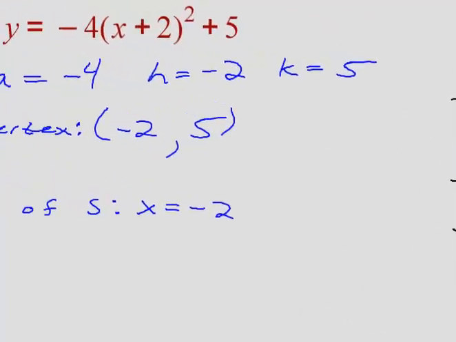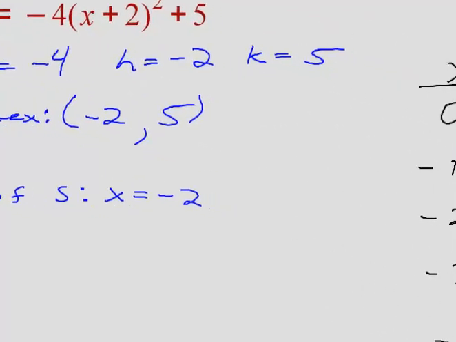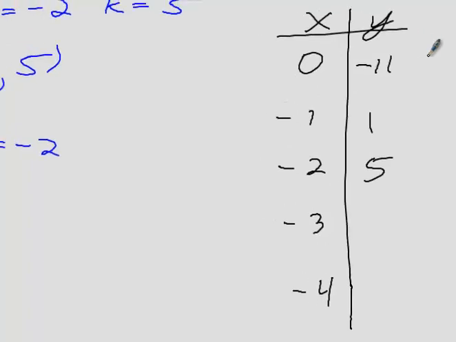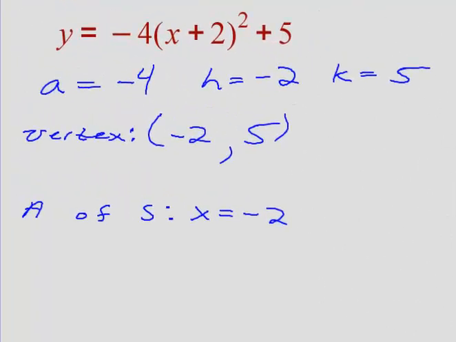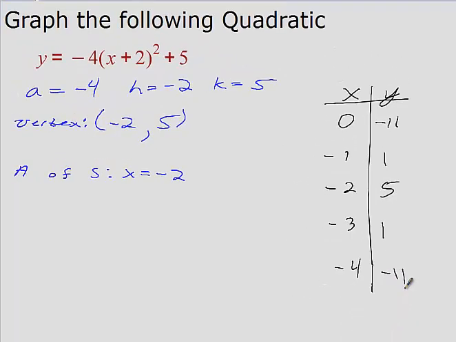So plug in a 0. What's 0 plus 2? 2. 2 squared? 4. 4 times -4, -16. -16 plus 5? -11. So make sure that when you plug in here, you just work inside out, right? Parentheses, power, multiplication, addition. Up next is -3, right? 1. All right, and then for -4 is -11.